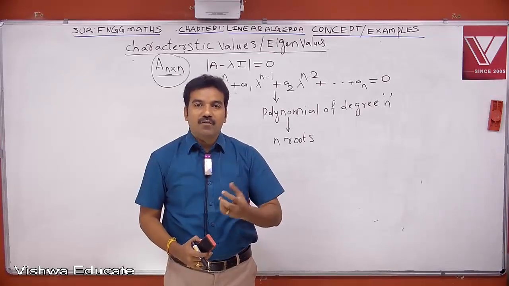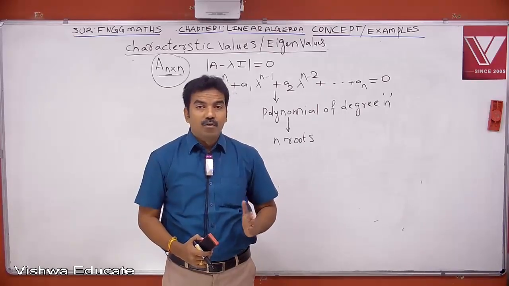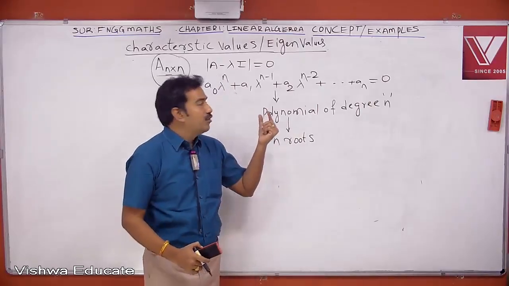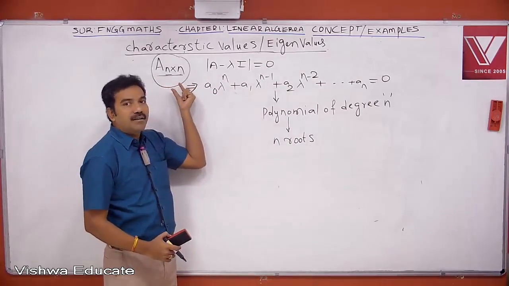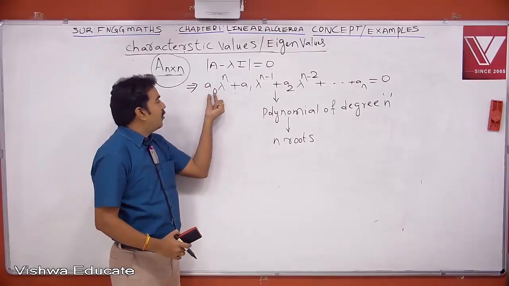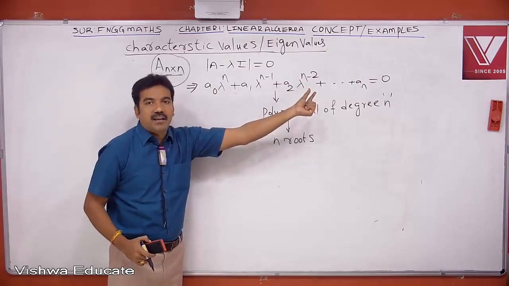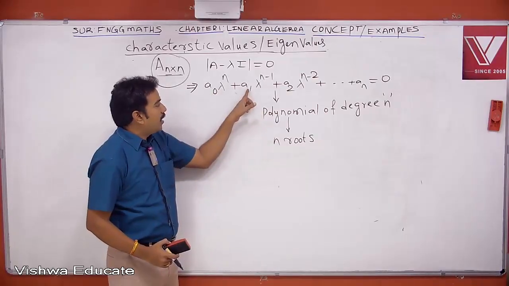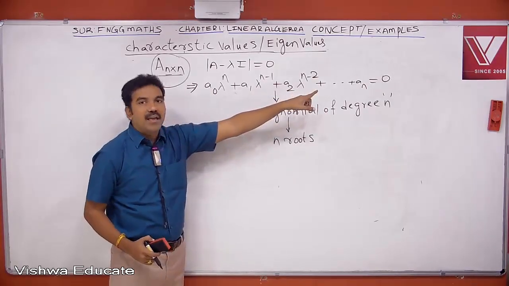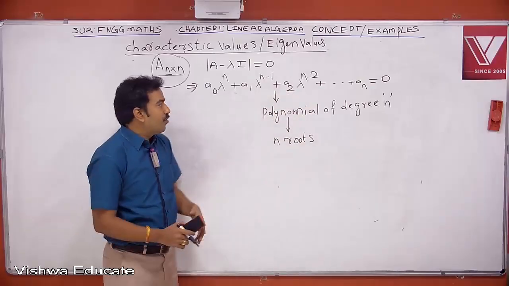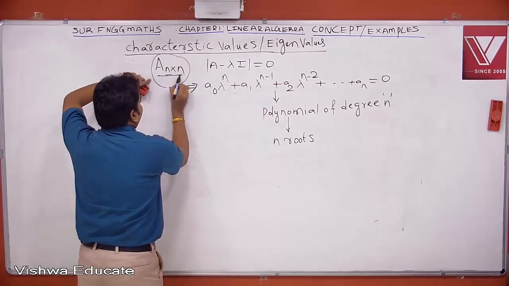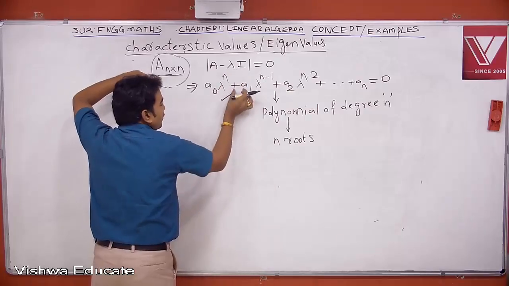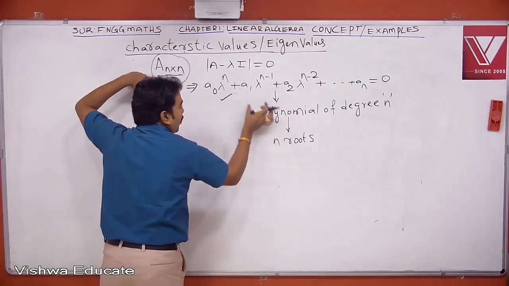Therefore I am able to say what the coefficient of lambda square is, what the coefficient of lambda is, and what the constant term is. But here I don't know the entries inside this matrix, so I cannot say what the values of a0, a1, a2 as well as an are. But they are certainly some real numbers. a0 is a real number, a1 is a real number, a2 is a real number, an is a real number. Therefore, whenever you take an n cross n matrix, its characteristic equation will be in this form. Basically, this is nothing but a polynomial expression of degree n.